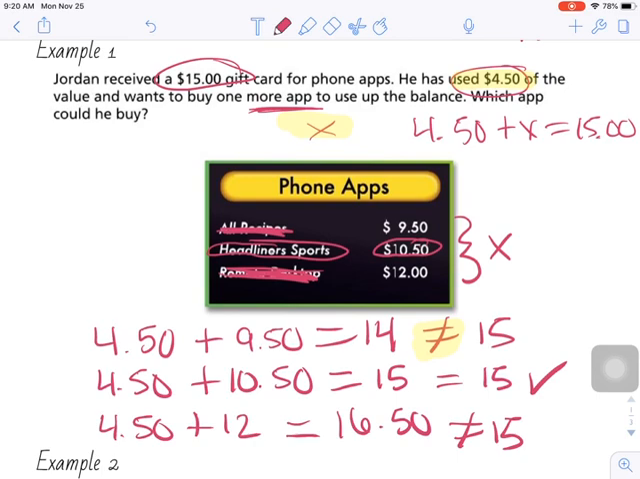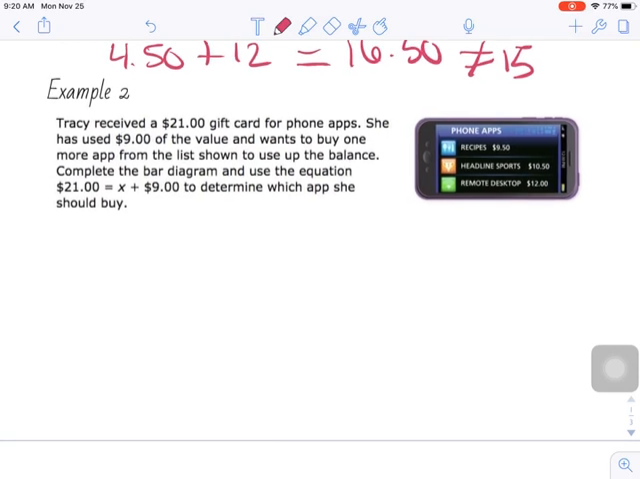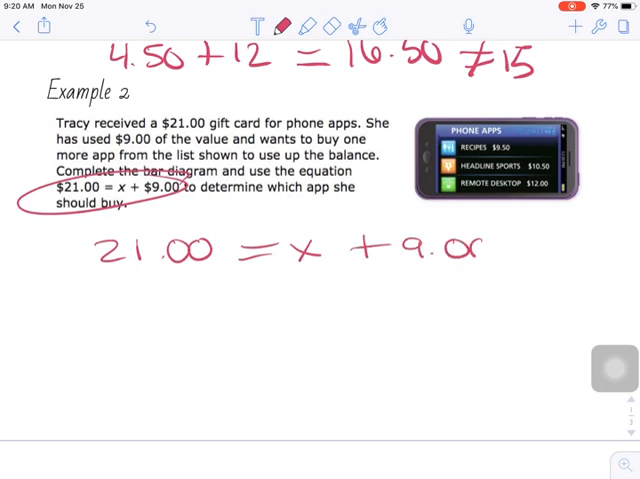So just thinking about that as you're going through solving these problems. All right, example 2. Tracy received a $21 gift card for phone apps. She has used $9 of the value and wants to buy one more app. So this is exactly similar to the one that we just did, and actually already gave us our equation here. So you have $21 is equal to X plus $9.